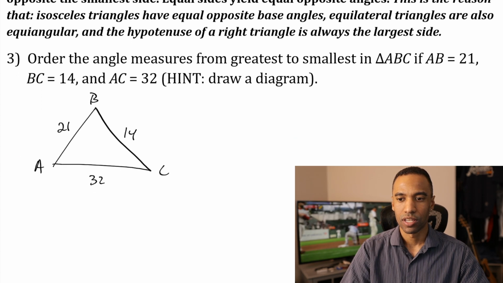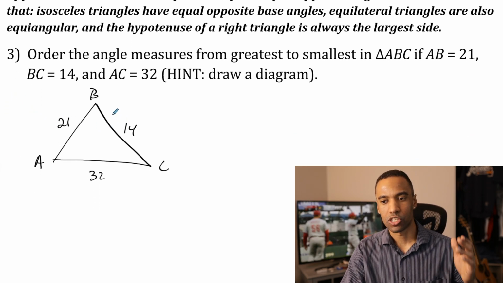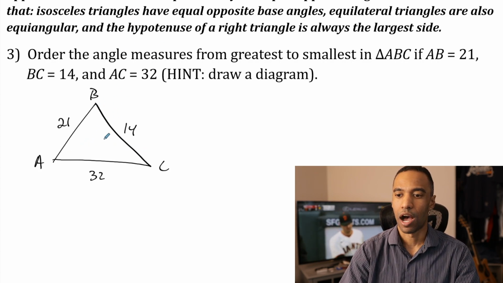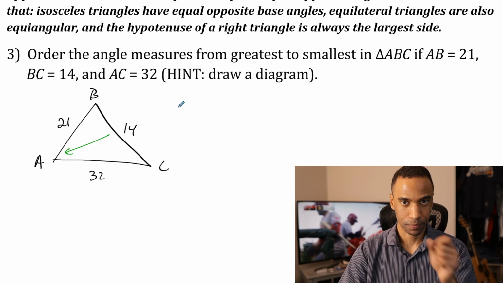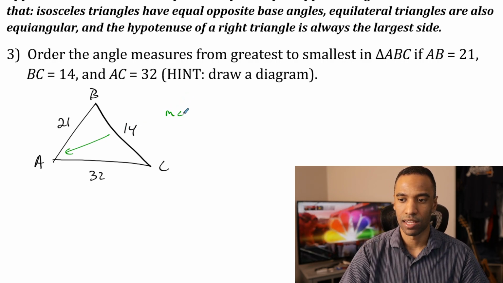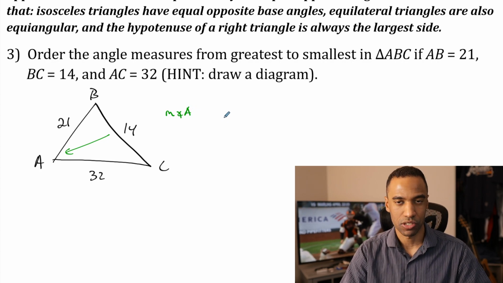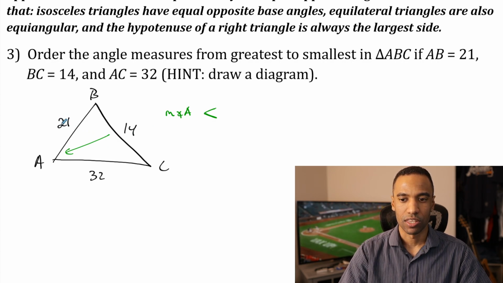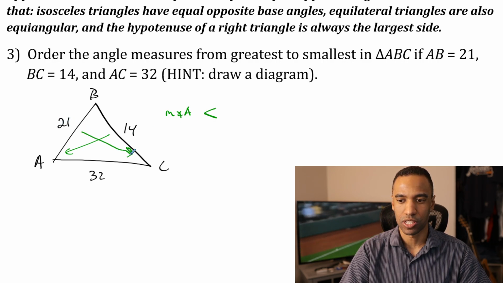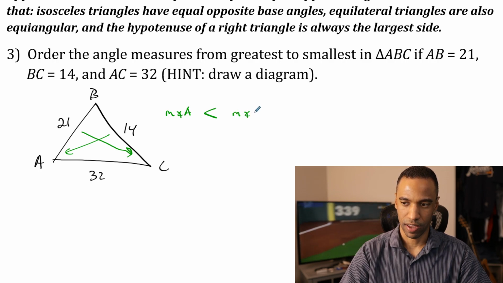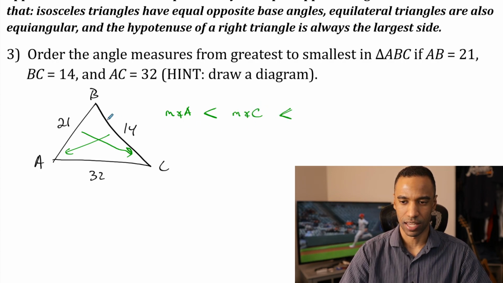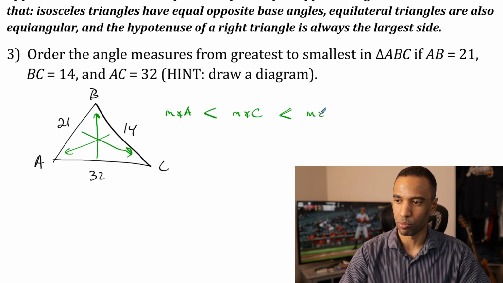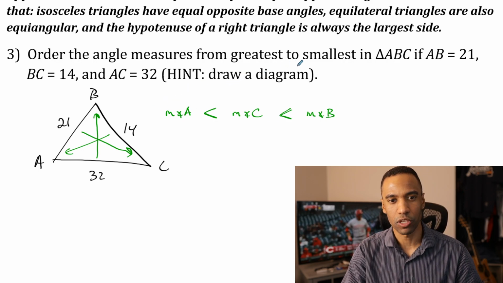How do we order the angles? Opposite the smallest side is the smallest angle. So opposite BC, let's use a different color, opposite side BC is angle A. The measure of angle A, whatever it is, is going to be less than the angle opposite the 21, which is the next smallest. That'll be angle C. So the measure of angle C is the next smallest, and that's less than the measure of angle B, because that's opposite the 32. That is going to be the largest one. Again, I don't know specifically what they are.